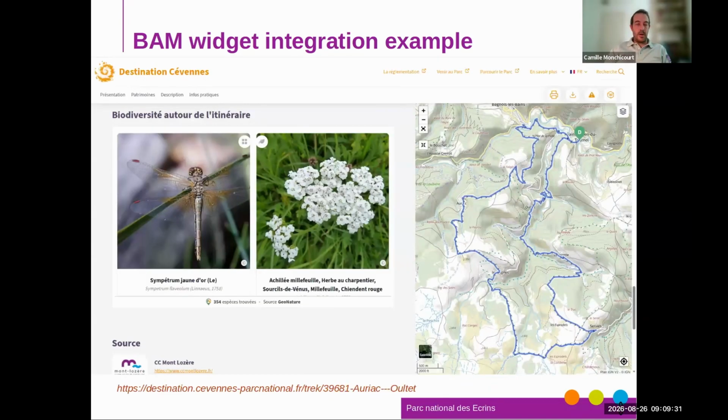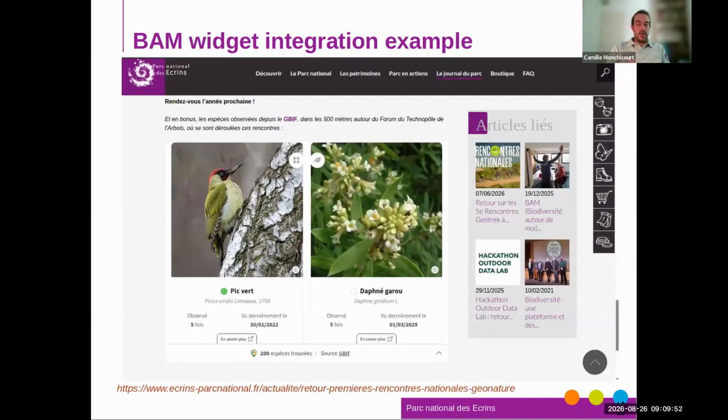Another example is a Trek website where you have the treks, the track, and all the information about the trek, but you can also include the BAM widget inside the page of the trek, and you get all the species observed around the trek to give additional information about the biodiversity for the people that will go trekking there.